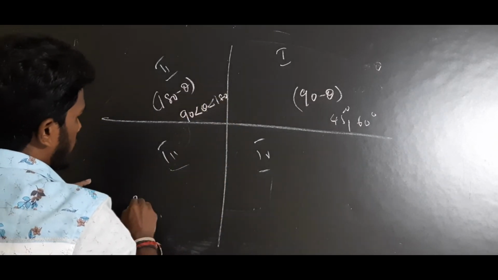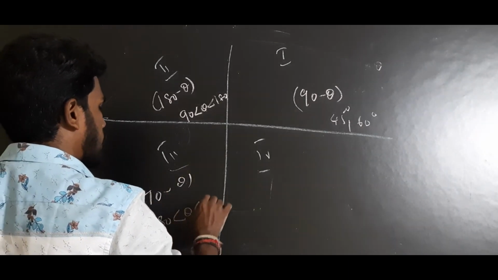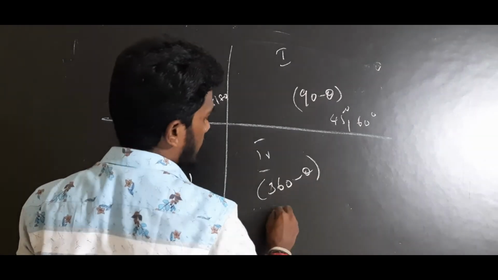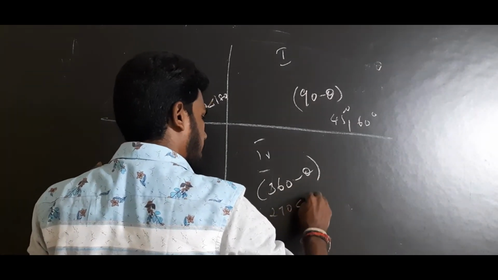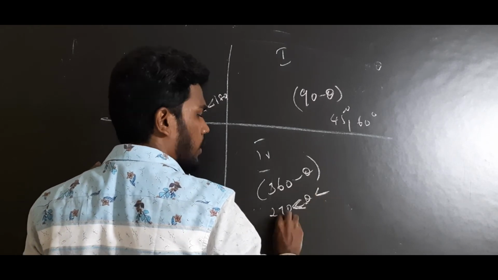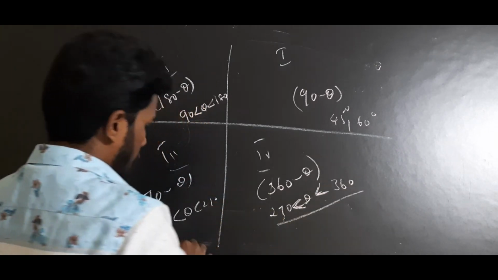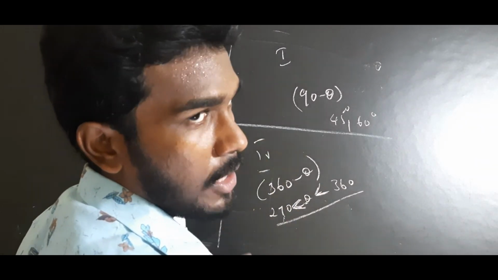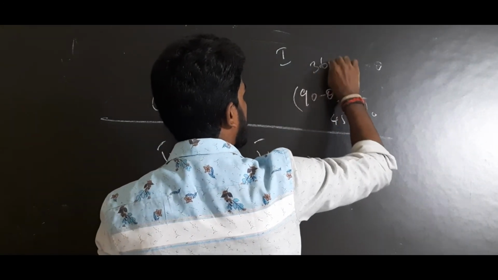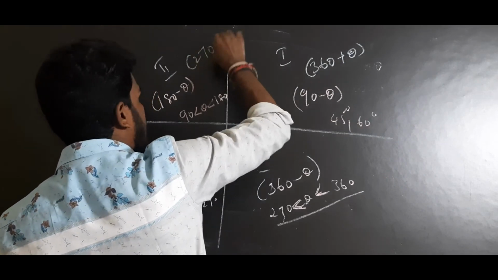And third quadrant, it's 270 minus theta. It means that more than 180 but less than 270. And fourth quadrant is 360 minus theta. It means that theta value is more than 270 but lesser than 360. This is one hierarchy of classifying the quadrant. On other note, I can also write it as 360 plus theta, 270 plus theta.